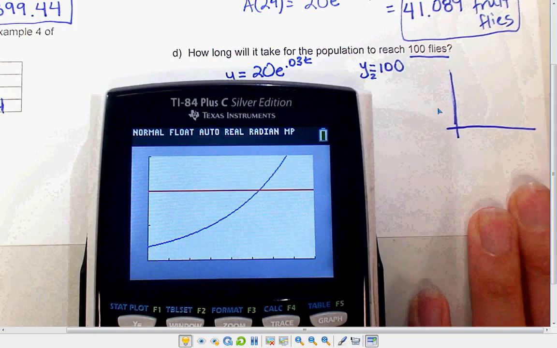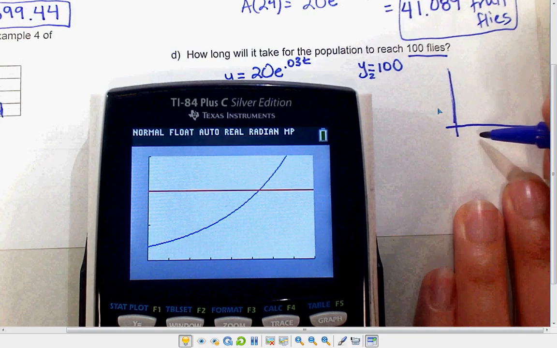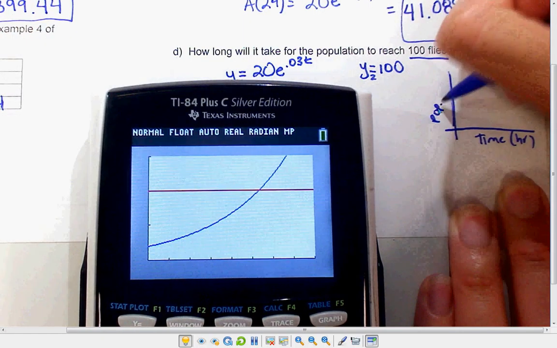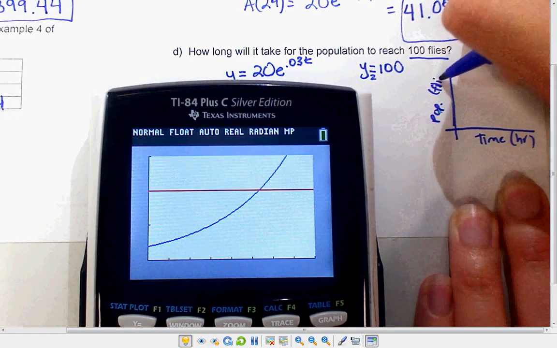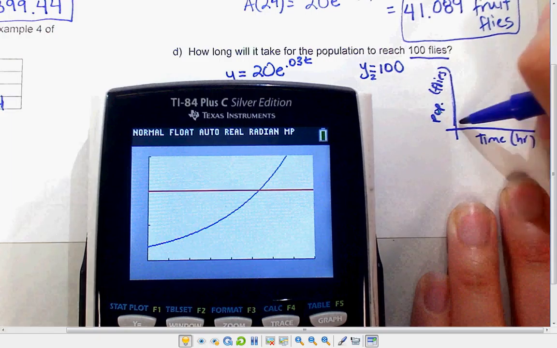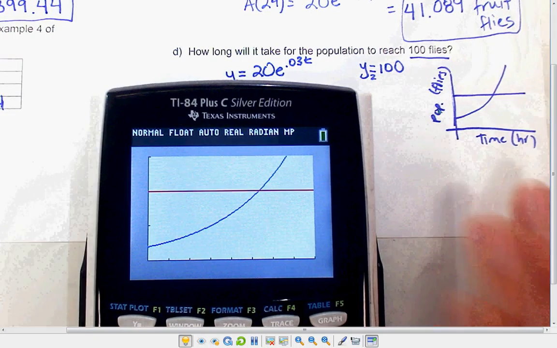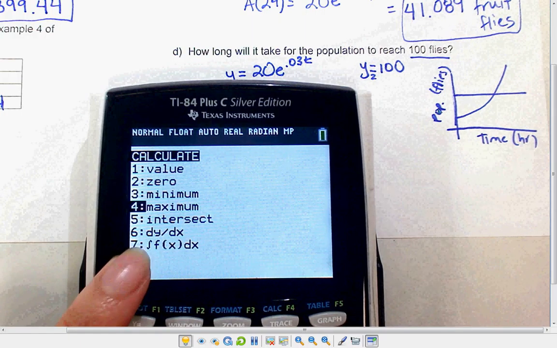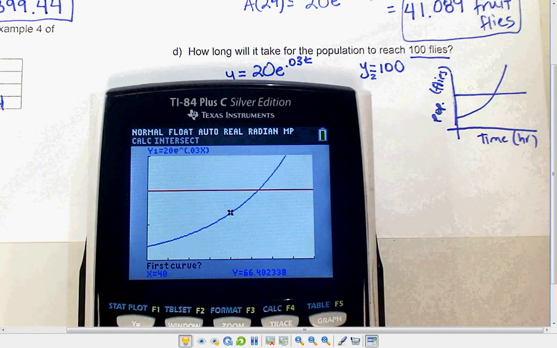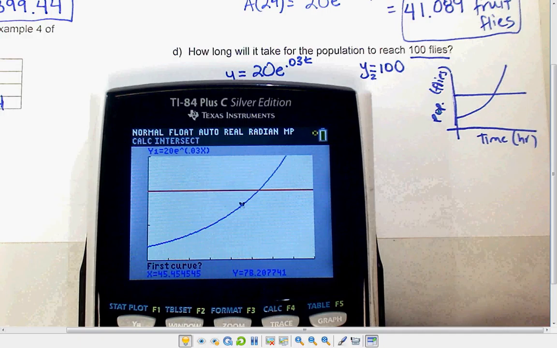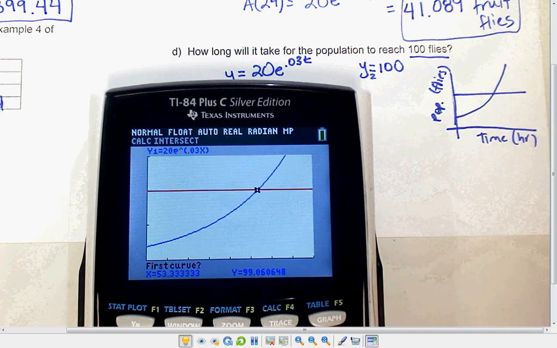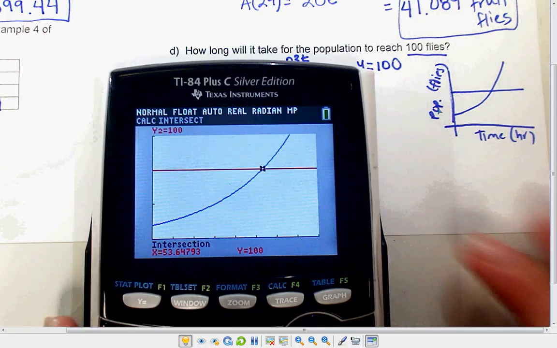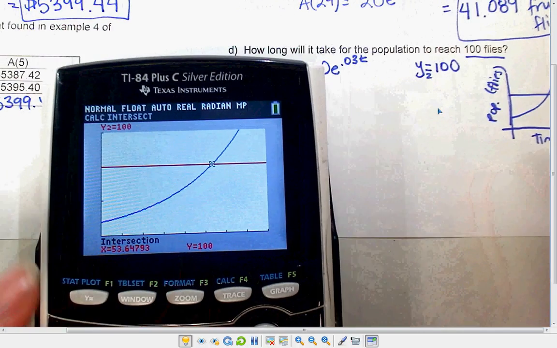So let me draw a really quick sketch. This one looks good. So down here I've got time in hours, and this is population in fruit flies. And I'm looking for the intersection point here. So I'm going to go second, calc, intersect, which is number 5. Go over to the intersection point. Press enter, enter, enter. It should go until it says intersection right there. So this intersection point is my answer.